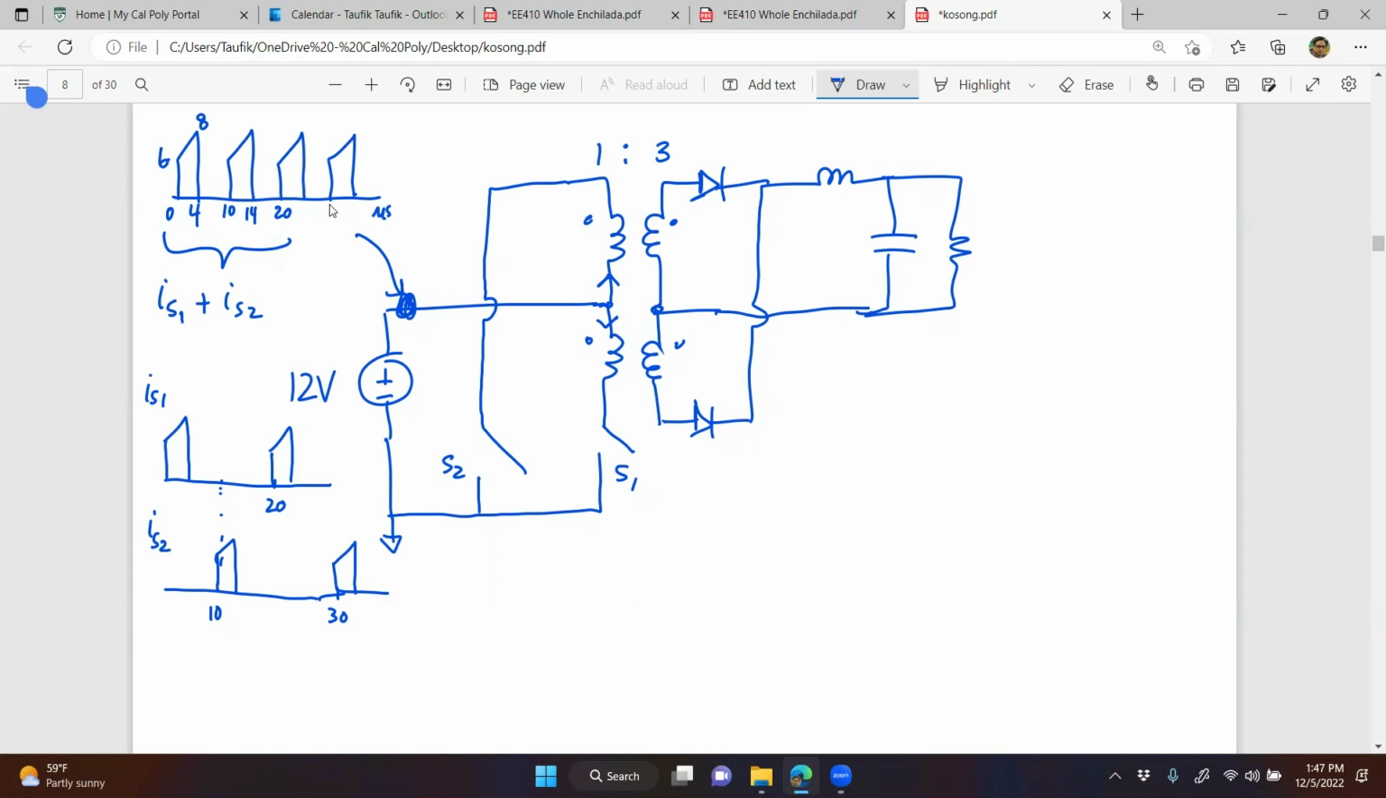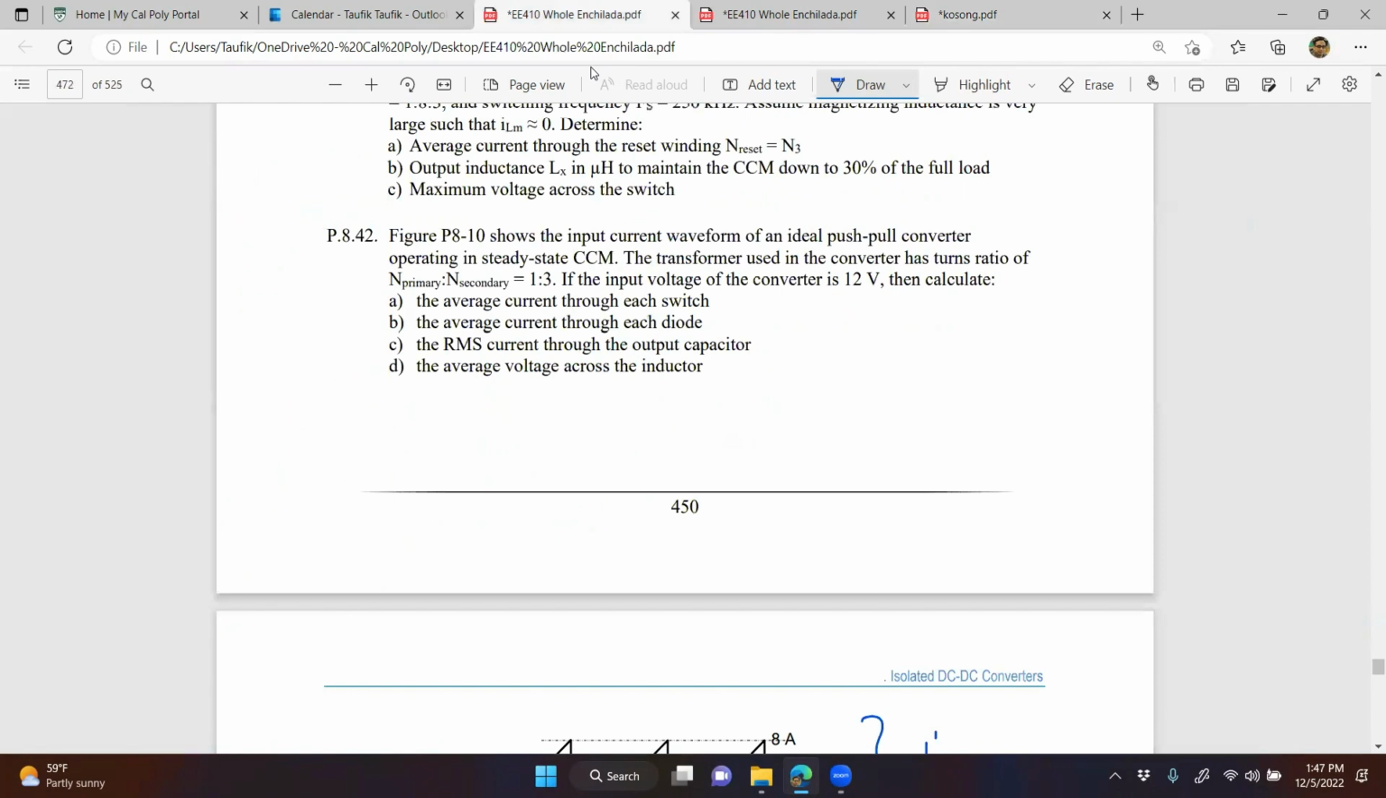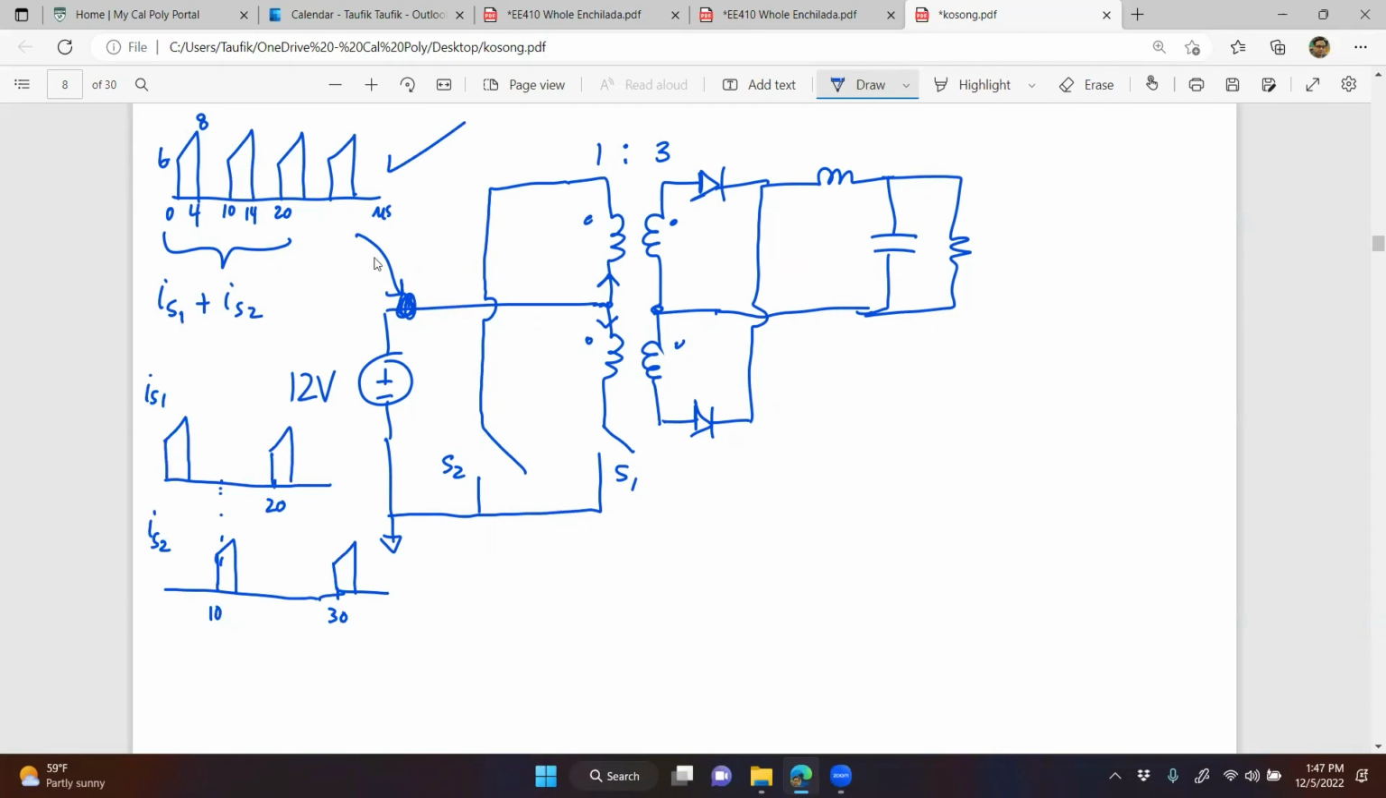Yes. Okay. So notice that if I add IS1 and IS2, I get this current. The question is asking for the average current through each switch. That means what is the average value of this current right here or this current right here, which is the same average. So it's going to be half of these, or you can just find the area of the trapezoid. What's the area of the trapezoid here?